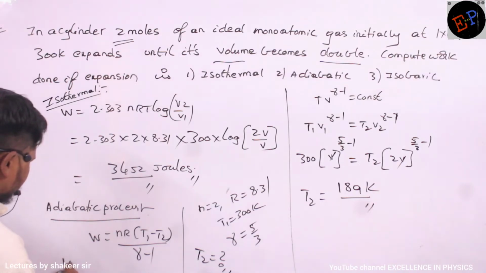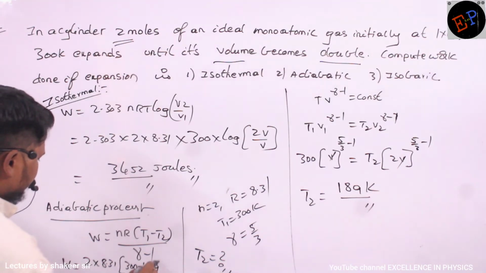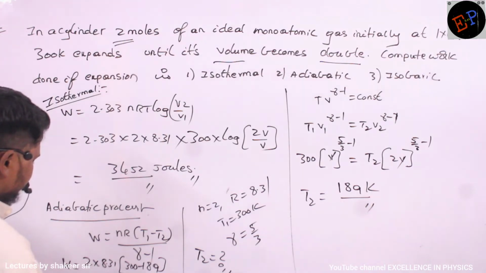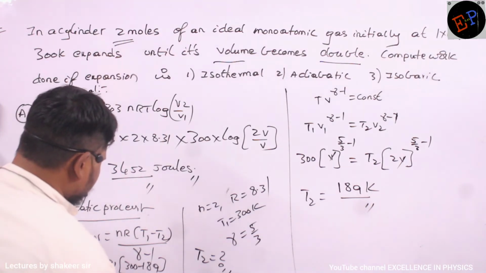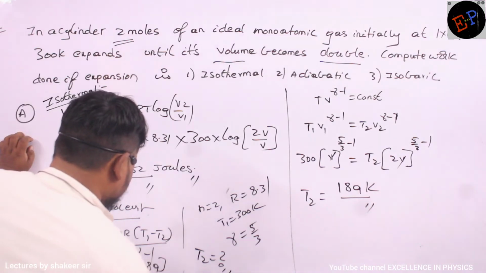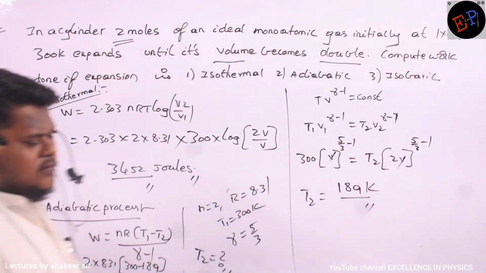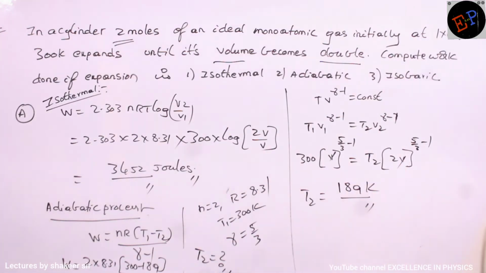So what is the equation for work done? W is equal to number of moles, which is 2, times R value 8.31, times initial temperature 300 minus final temperature 189, divided by gamma value 5 by 3 minus 1. If you do this total calculation, the answer I will get is 2764 joules. That is how we calculate work done in the case of an adiabatic process.